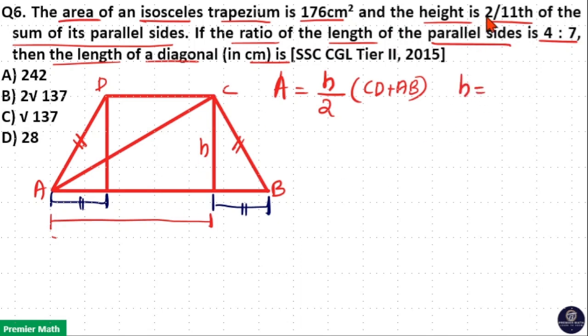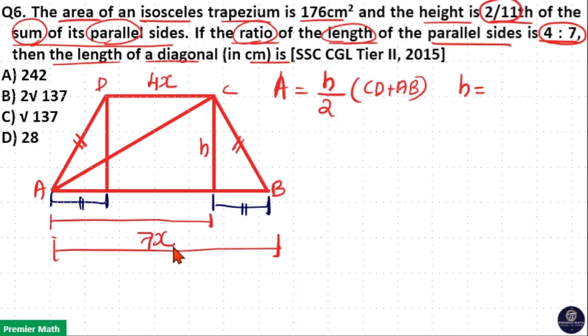And here height is equal to 2 by 11 of sum of its parallel sides. And ratio of length of parallel sides is 4:7, which means if CD is equal to 4 parts, consider it as 4x, then AB is equal to 7x. Now sum of its parallel sides means 4x plus 7x, which is equal to 11x. So height is 2 by 11 into 4x plus 7x, 11x. Now 11 and 11 cancel, height is 2x.